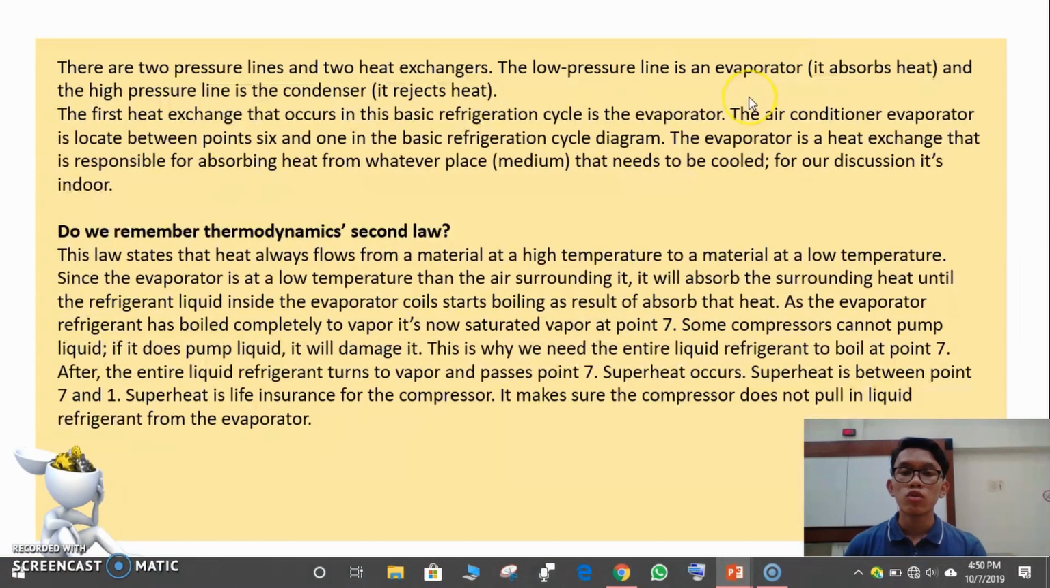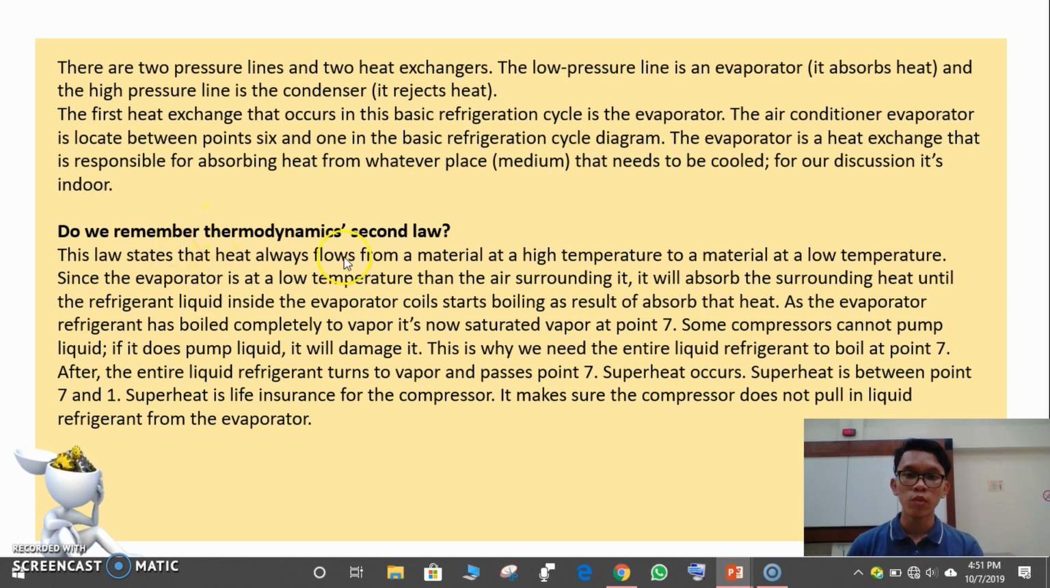So there are two pressure lines and two heat exchangers. The low pressure line is the evaporator, it absorbs heat, and the high pressure line is the condenser, it rejects heat. The first heat exchanger that occurs in this basic refrigeration cycle is the evaporator. The air conditioner evaporator is located between point 6 and 1 in the basic refrigeration cycle diagram. The evaporator is a heat exchanger that is responsible for absorbing heat from whatever place needs to be cooled. For our discussion, it's indoor.